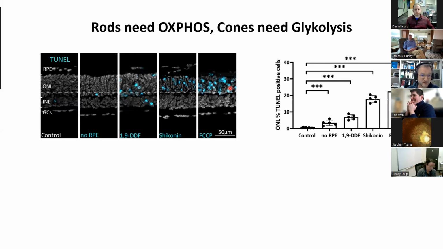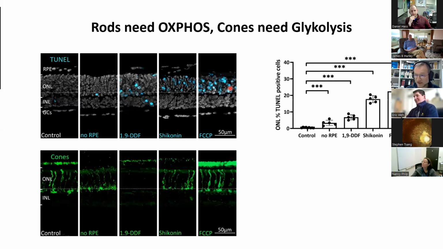Now, of course, here in the outer nuclear layer of mouse retina, we know that about 97% of the cells, the photoreceptors here, are rod photoreceptors. So how about the cones? To assess that, we did a cone arrestin staining in the control retina. And then in the no RPE retina, we get a decrease in the cone numbers. With 2-deoxyglucose, the glucose transport inhibitor, we get basically no more cones left.